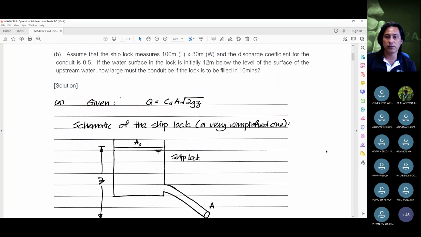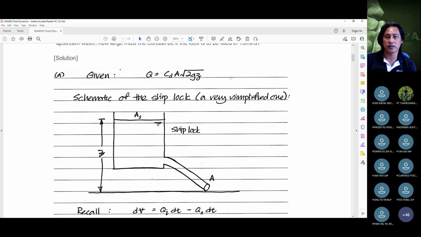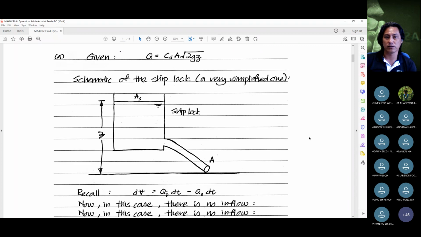Now, let's start off by listing out the formulas we're given. In this case, Q equals CD times A times the square root of 2gz. I always find it very useful, and I'm quite sure I've been pounding on this for like 2 million times already, but it always helps us engineers to provide a very simple sketch. We know that this ship lock has 2 vertical sides, so it's sort of like a rectangle. Let's say the water level is here, and the difference in height between the water level in the ship lock and that at the drainage point is Z.